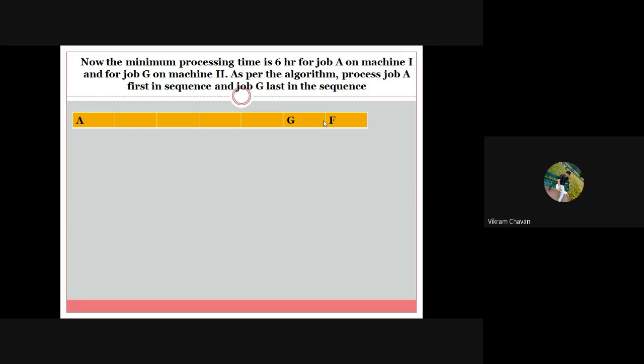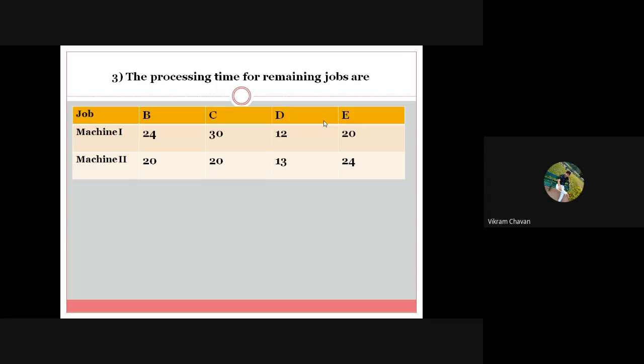Now, once the sequencing is provided to a particular job, then the data related to that job should be removed from the table. Okay. So A and G data we have removed from the table. Now which data is remaining? Okay. So 24, 30, 12, 20, 20, 20, 13, 24.